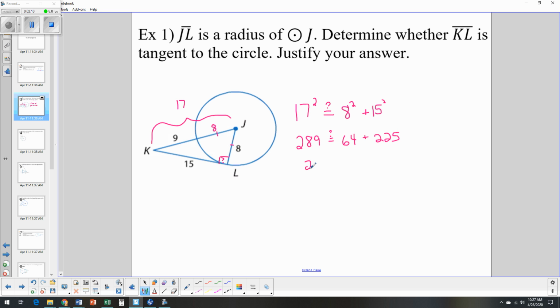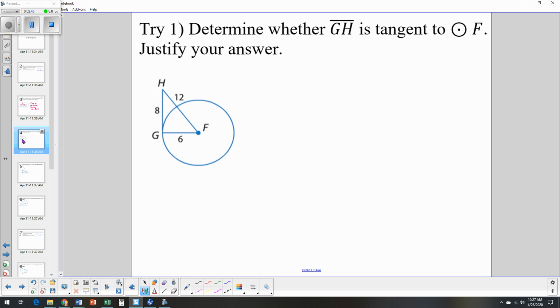So we get 289, and if I add together 64 and 225, I get 289. So they are in fact equal, which means this is a right triangle, that is a right angle. So yes, it is perpendicular, because we have JL is perpendicular to KL. Okay? So you go ahead, try the next one, pause, and when you're ready, check your answer.